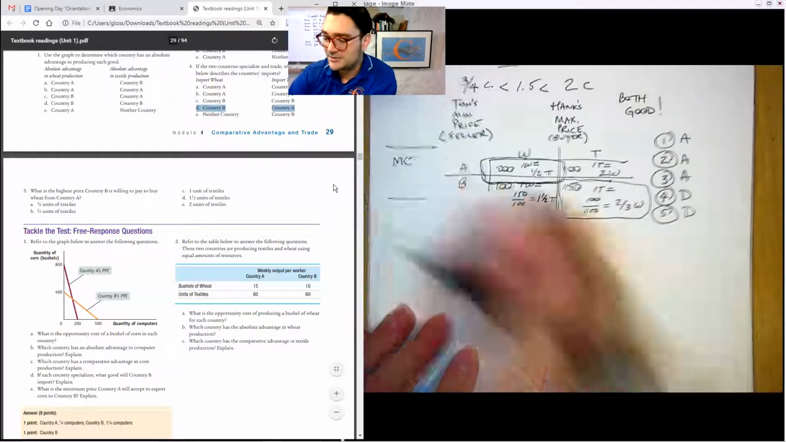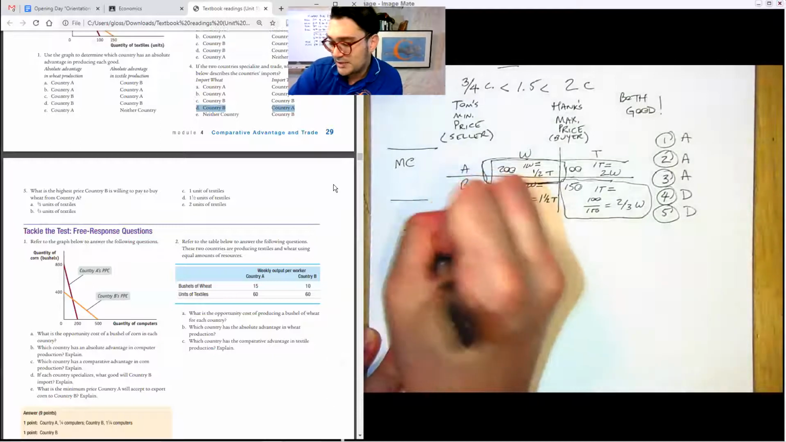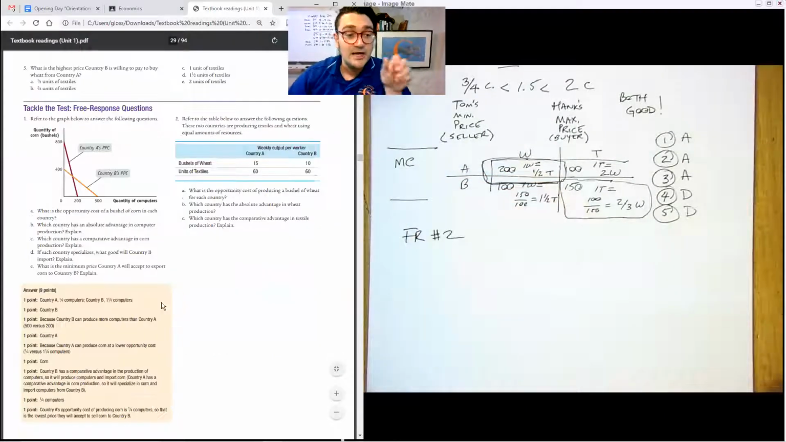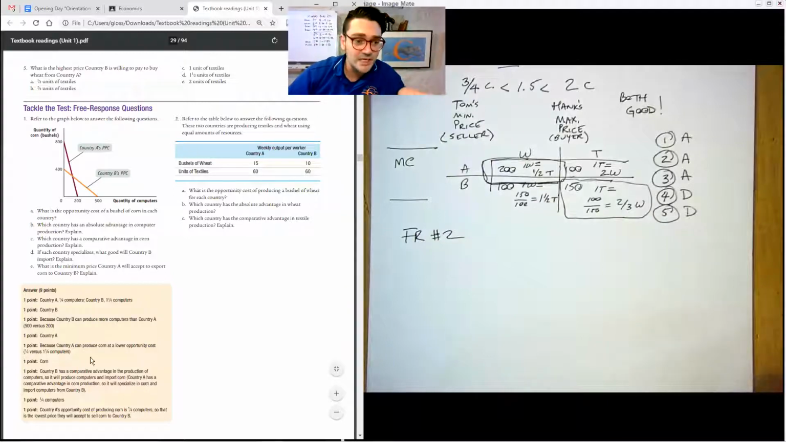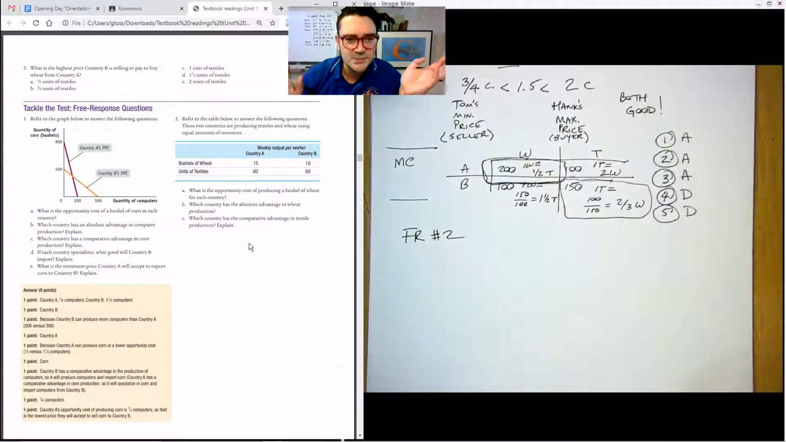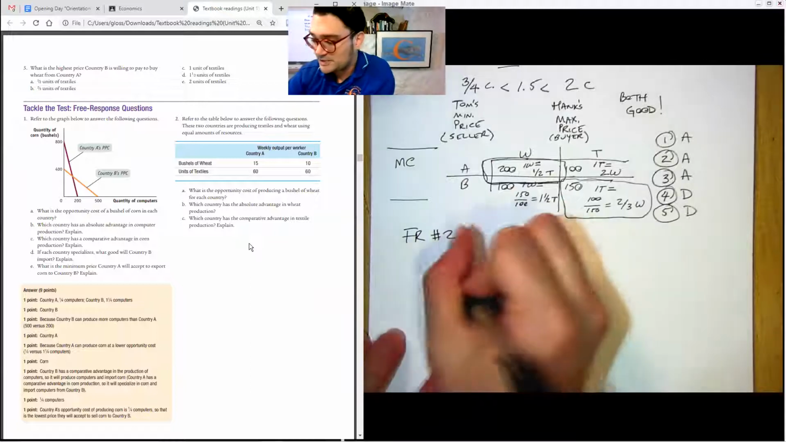All right, now let's tackle this free response question and we'll be done pretty soon. I'm gonna tell you, this is a really good little practice problem, this first one here. Check it out, the answers are here for you. Number 2 says, here are these 2 countries making textiles and wheat. Man, they must have a thing for that. What's the opportunity cost of making a bushel of wheat, and so on. I'm gonna go ahead and solve this whole one, even though you probably don't have to do all of it just for this problem. So let's go ahead and set this one up.